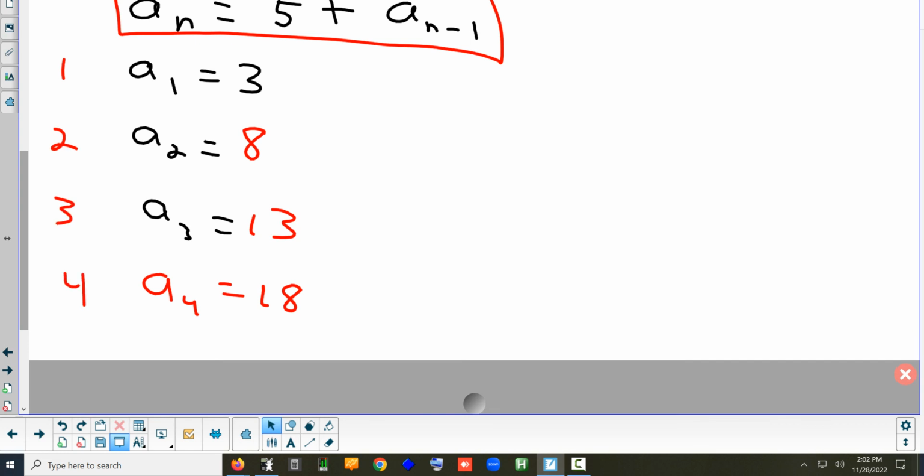There's your position numbers. 1, 2, 3, 4. We're looking for something we can do to this number to turn it into that number. Does anyone see? Multiply by 5 and subtract 2. 4 times 5 is 20, minus 2 is 18. 3 times 5 is 15. 15 minus 2 is 13. So there's our pattern. And how would you write that?